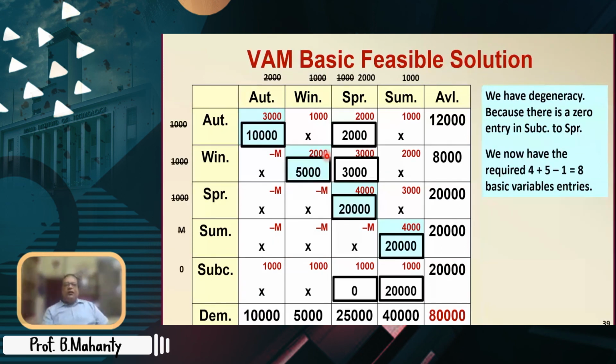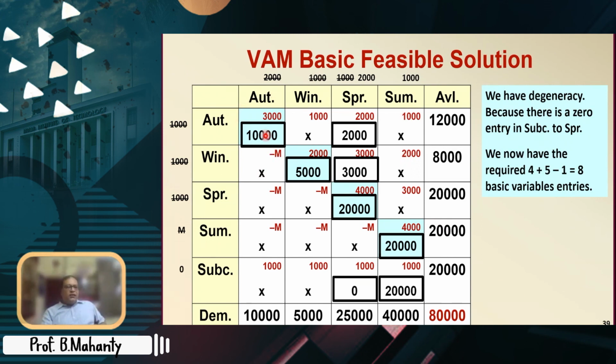Thereafter, the VAM basic feasible solution is shown here. This is our VAM basic feasible solution. This particular basic feasible solution is also degenerate. See, there are 1, 2, 3, 4, 5, and 4, so there should be 8 entries. So 1, 2, 3, 4, 5, 6, 7. So a 0 has been put, and these are the 8 different entries in this basic feasible solution. All right. So this is the first.